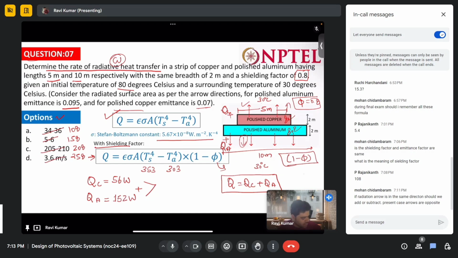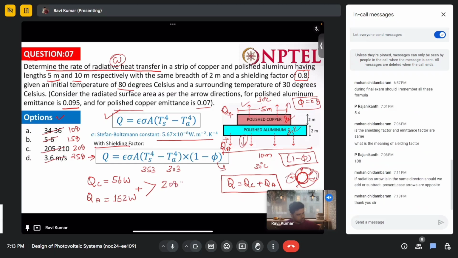Let's say if you have a circle or sphere and heat is coming out, so you will not subtract this heat from that heat, otherwise it will be zero, but there will be some radiation from this sphere. So we will add all the heat dissipation. So the summation will be 208 watt. So the answer here is C. I hope you understood this. Because in case of a sphere, it would be 0 if we subtracted, but it won't be 0.